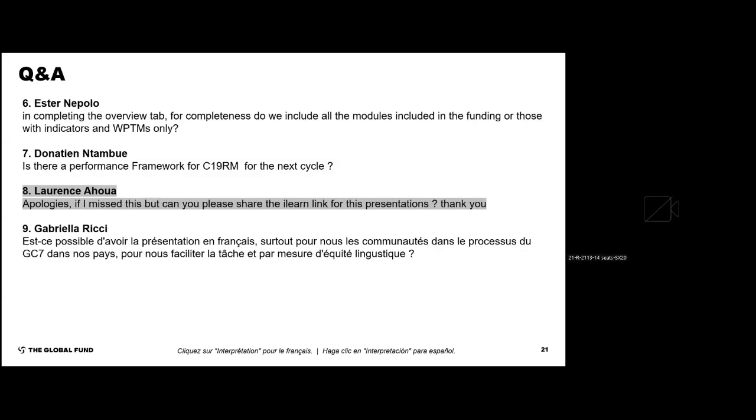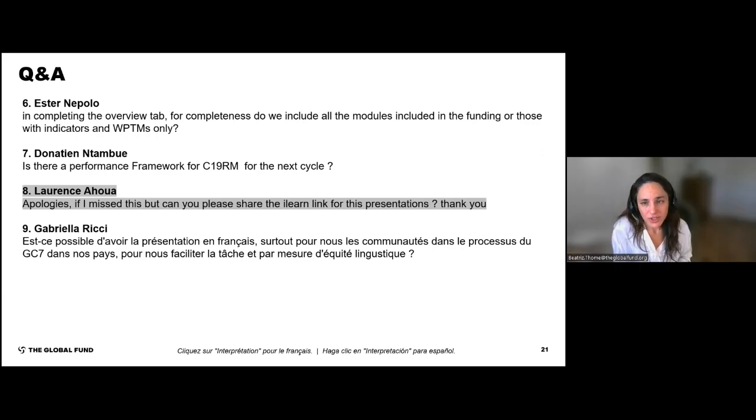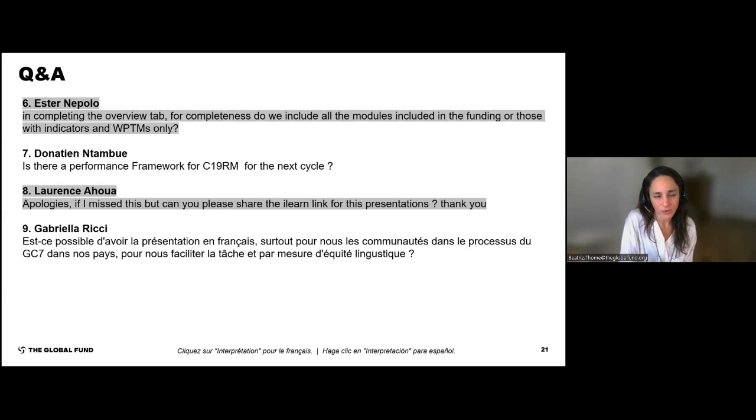Great, so the next question: in completing the overview tab for completeness, do we include all the modules included in the funding or those with indicators and WPTMs only? That's a very good question. Most definitely, the modules you will include in the performance framework will match the ones for which there's funding being requested. They absolutely match. The idea is that you include measurements, both through indicators and work plan tracking measures, for the modules for which funding has been requested. So they're absolutely aligned.